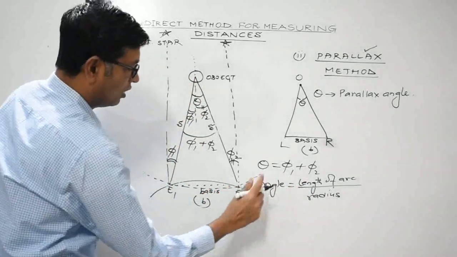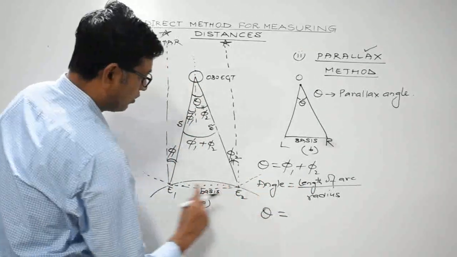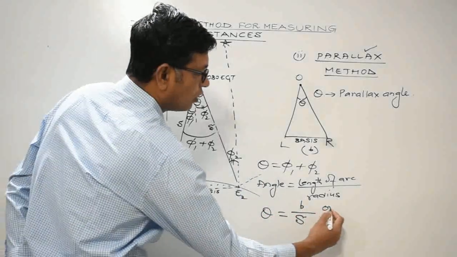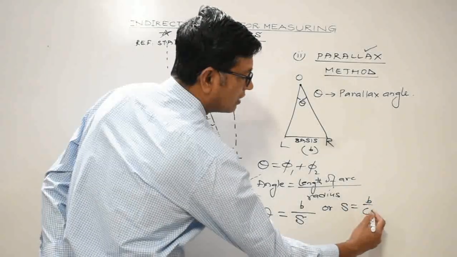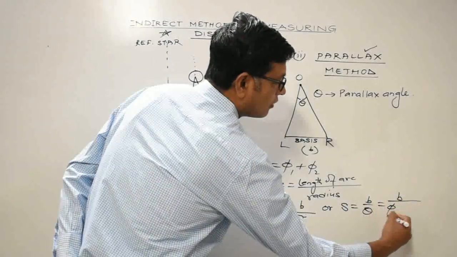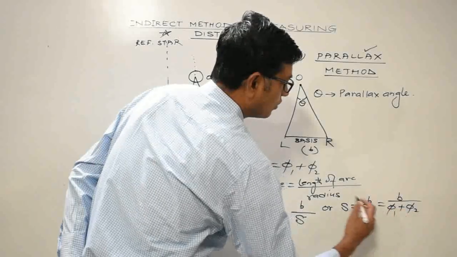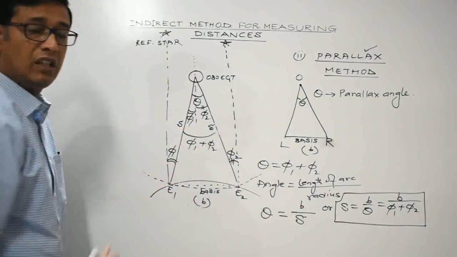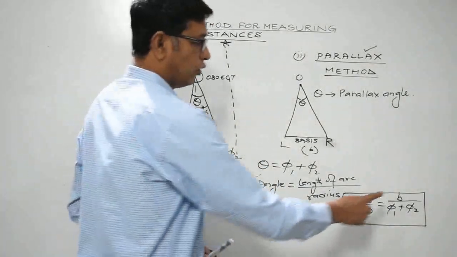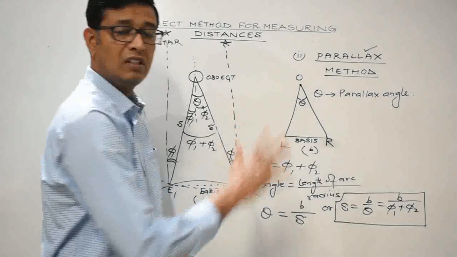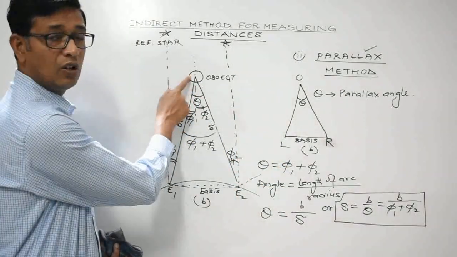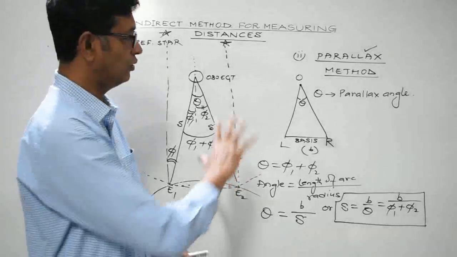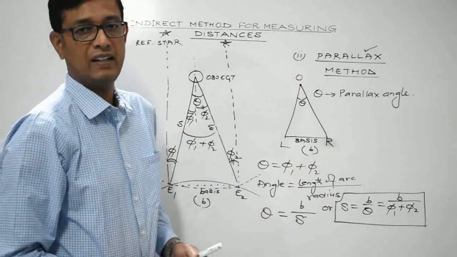So using this formula, what we get is theta would be equal to length of the arc, that is B, divided by radius, that is S. Or S is equal to B by theta, which is B by phi 1 plus phi 2. So by using this formula, knowing the value of phi 1 and phi 2 and knowing the value of B and substituting its value over here, the distance of this astronomical object from the Earth can be easily determined. So this is all about Parallax method.